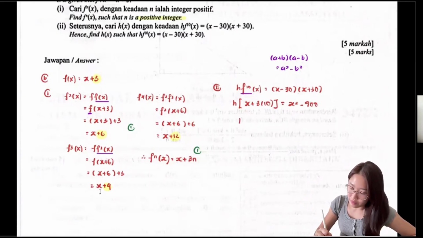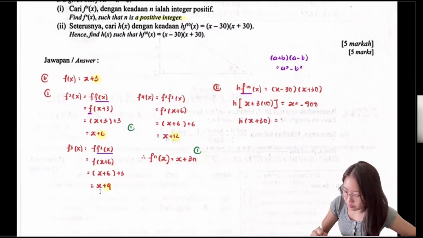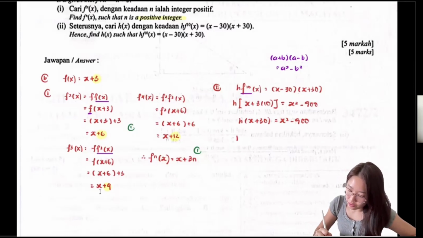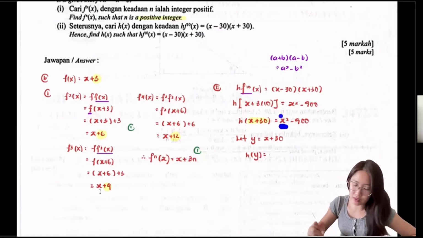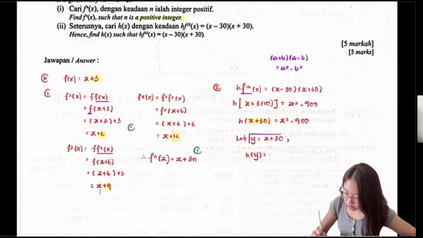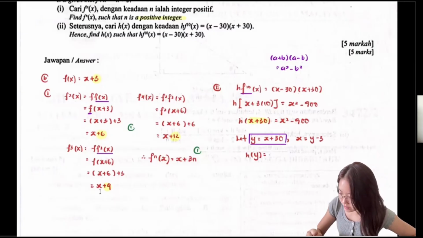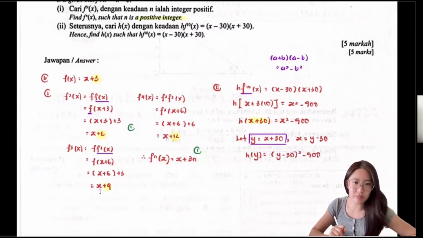Okay, then we don't have h, isn't it? Never mind, we simplify first. This is x plus 30. Okay, we wanted h(x), not h of a bunch of things. So you let a letter replace the bracket inside. If this one becomes y, guys, the x behind will also get affected. So from this equation, you take out x as the subject, you write beside. So this is y minus 30. Okay, so the x here becomes (y minus 30) squared minus 900.